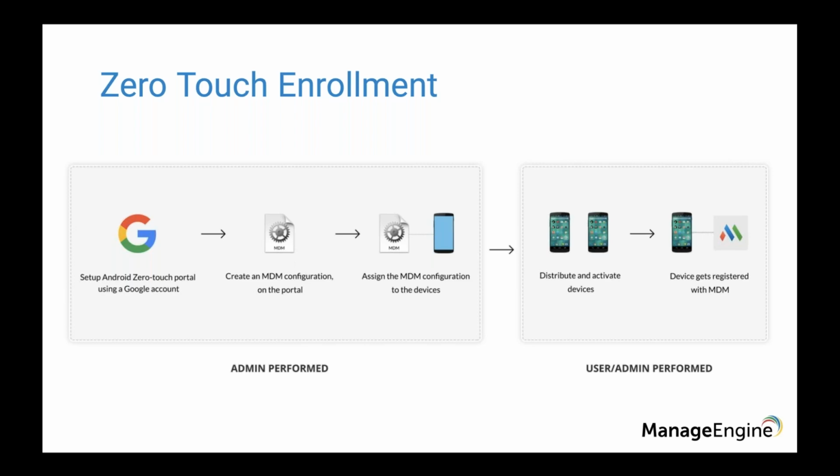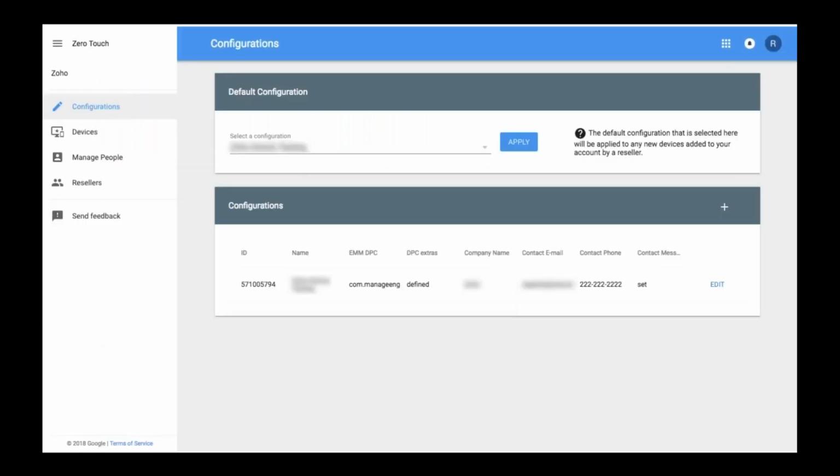So I'm just trying to correlate how the ABM and the zero touch enrollment works. Once that is done, it's again the same process. So you push out these freshly packed devices to your users, they turn it on, and automatically the device would get registered with the MDM solution. So this is how your zero touch portal would look like. You have the configuration page over here.